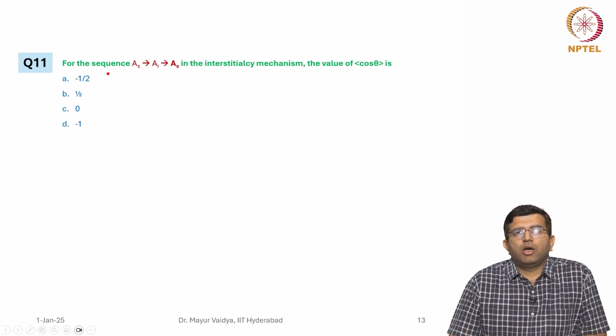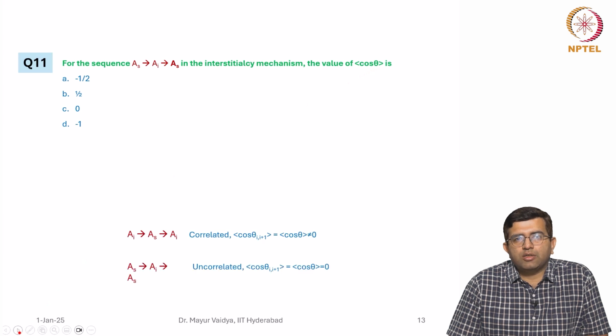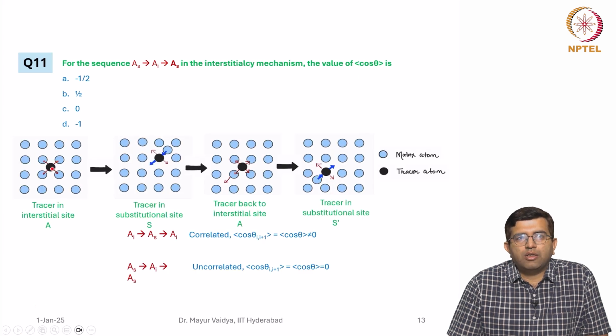Question number 11. For the sequence AS, AI and AS in the interstitial C mechanism, the value of average of cos theta is. So, we have seen that in the interstitial C mechanism, when the tracer is in the interstitial site, it can move in any random direction, but when it is in a substitutional site, then it has the correlation effects, it has the jump probabilities which are unequal, and therefore, in this particular sequence, AS, AI and AS, the average of cos theta is 0. So, the correct answer is C in this case.